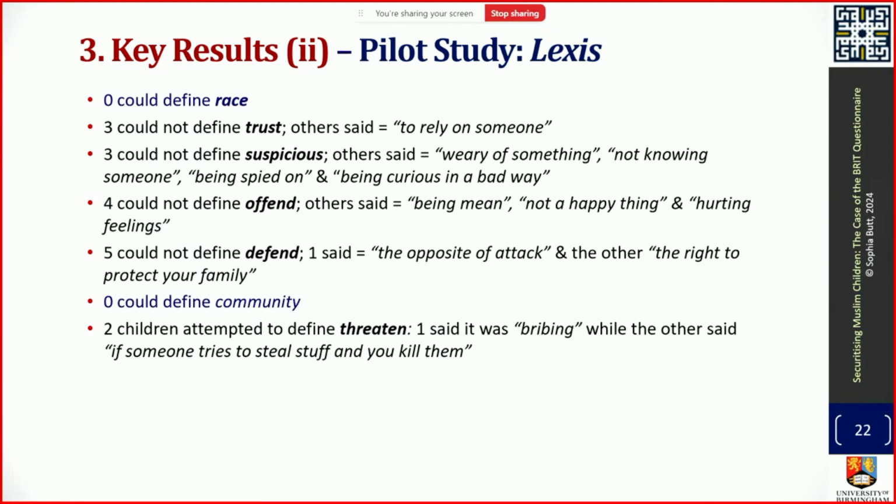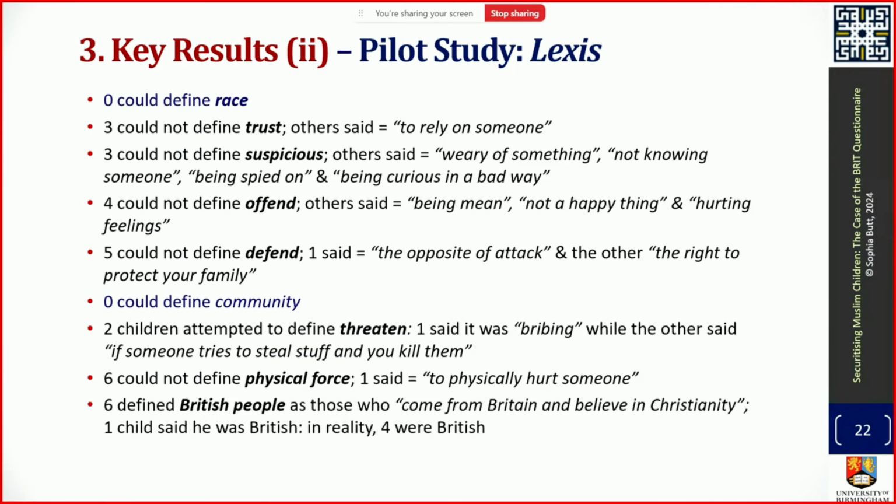2 children attempted to define threaten. 1 said it was bribing somebody, and another one said if someone tries to steal stuff and you kill them. Maybe this is a bit of a worry, but. 6 could not define physical force, and 1 said it meant to physically hurt someone. And 6 out of the 7 defined British people as those who come from Britain and believe in Christianity. 1 child said he was British, but in reality 4 of the children were British.